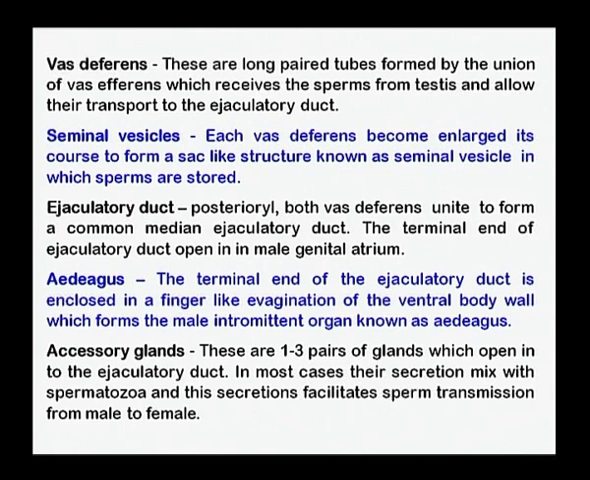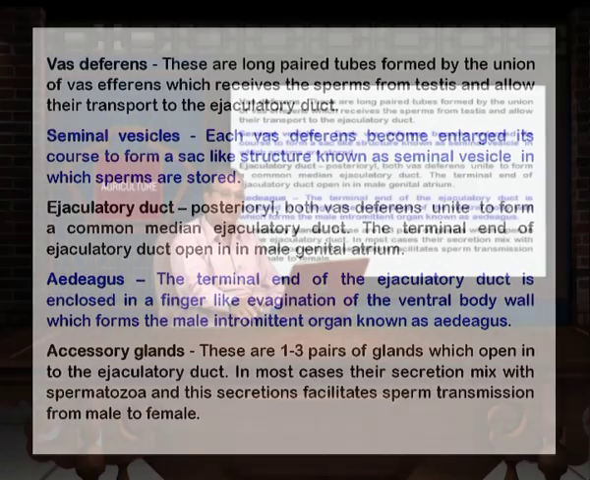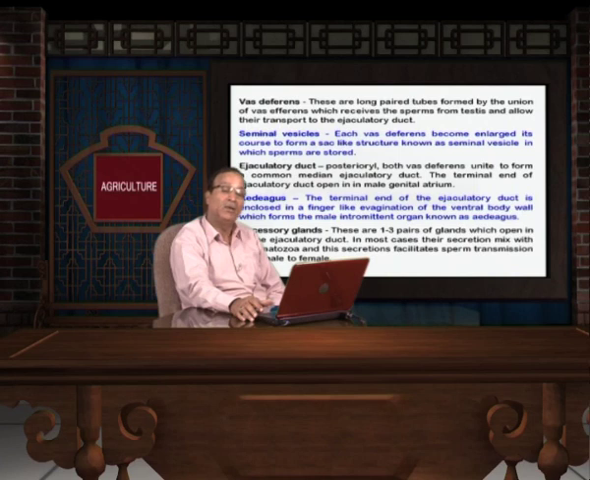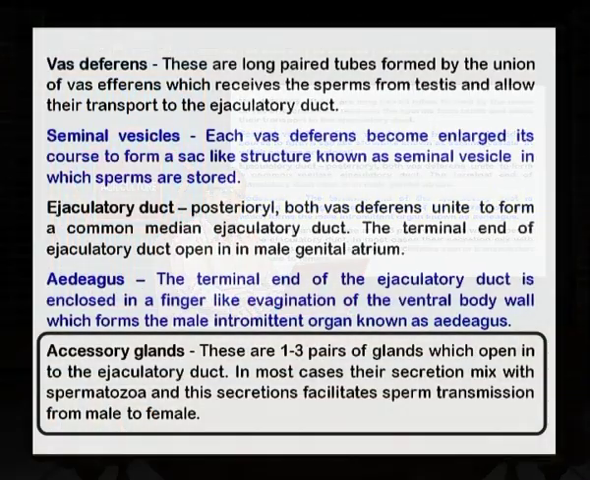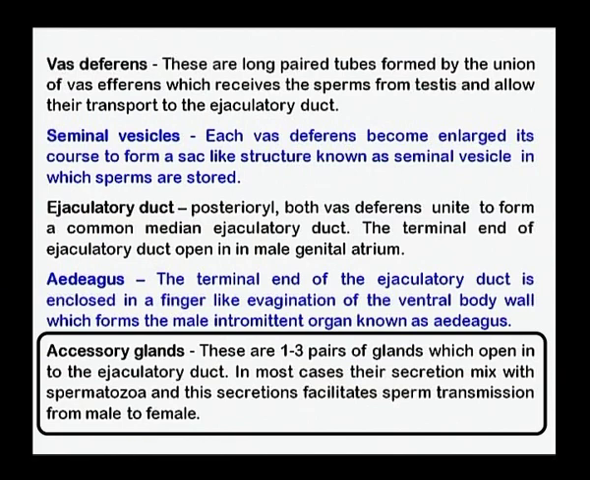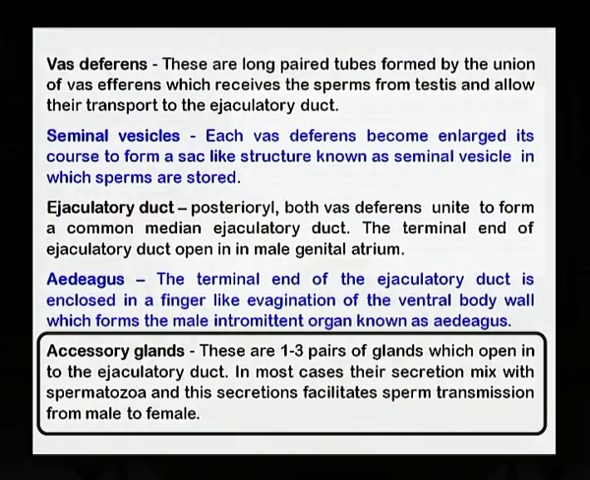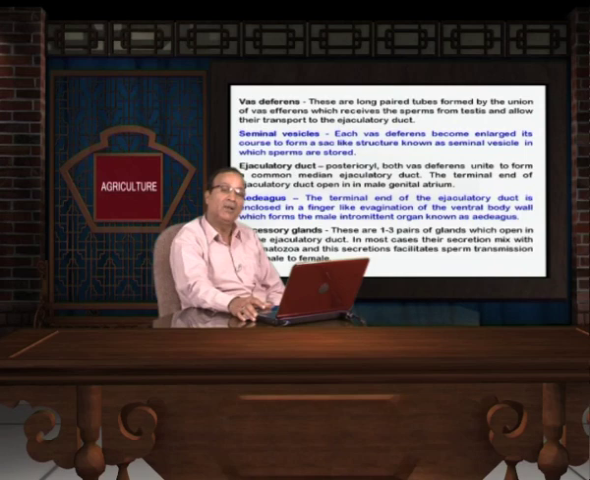Now, a pair of accessory glands is also present. However, their number may be 3 in some cases, and the opening of these glands is very close to the ejaculatory duct, and the secretion of this gland helps in keeping the sperms motile for a longer time.